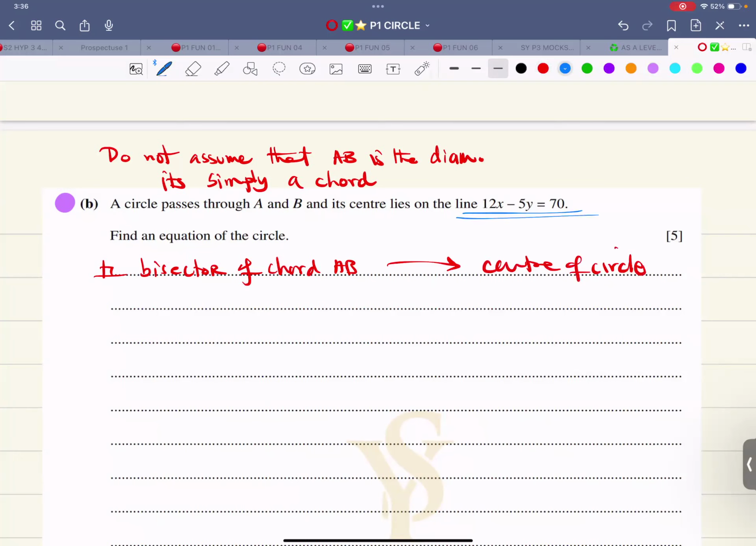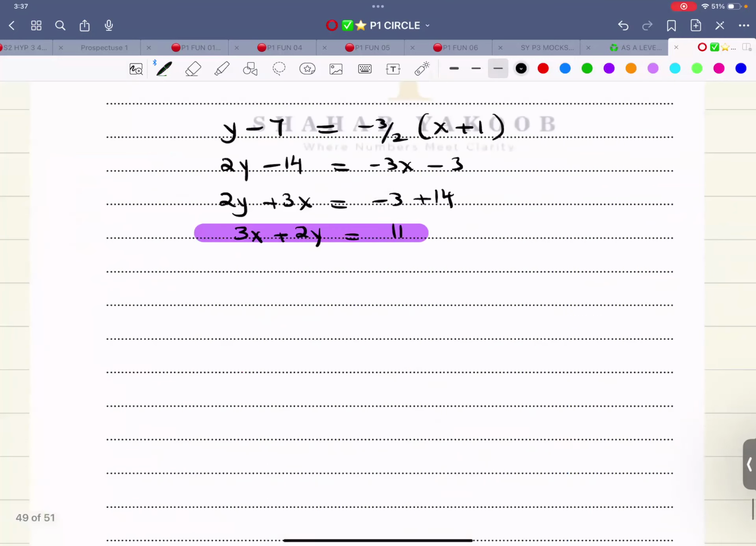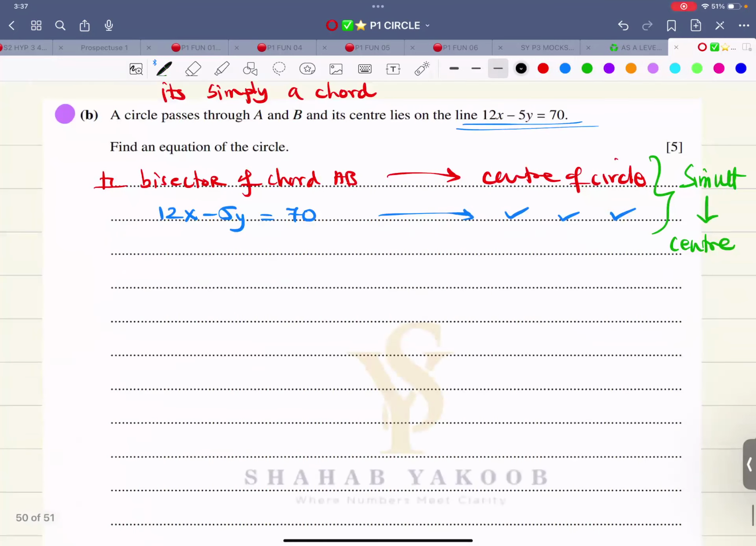This line over here, it's given separately: 12x minus 5y is equal to 70. It also passes through the center of the circle. So what should we do? We should solve it simultaneously and we will get the center of the circle. Let's do that. First of all, I have this equation, 3x plus 2y equals 11. That is equation 1. 12x minus 5y equals 70. That's equation 2.